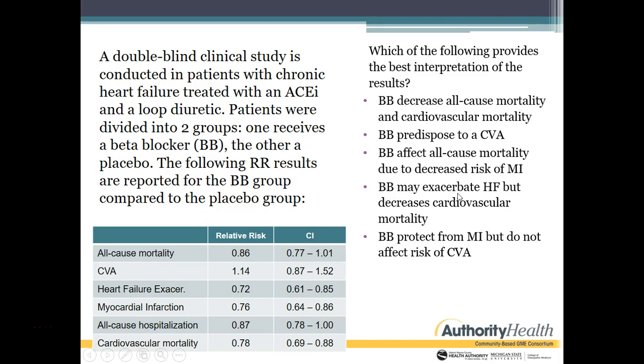Beta blockers may exacerbate heart failure but decrease cardiovascular mortality. So we look at heart failure exacerbation, and we see that actually heart failure exacerbation is decreased, not increased.